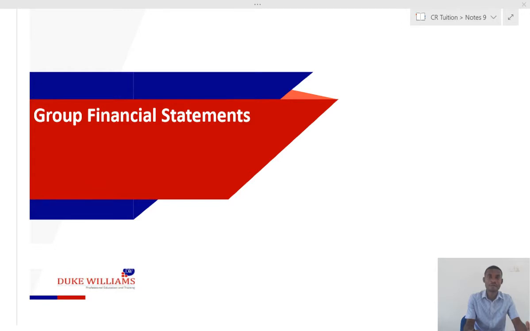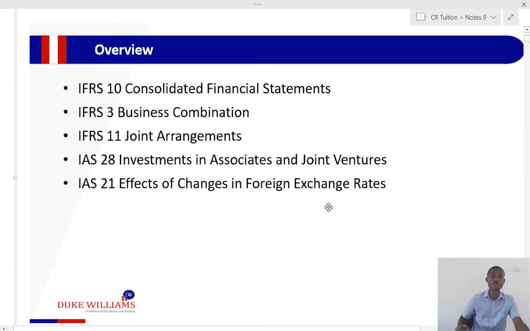So in the event that we have a foreign subsidiary, how do we translate the accounts of the foreign subsidiary before we consolidate it with the rest of the group? So it's a long list of topics to cover under the group financial statement. So let's begin with an overview of the standards.